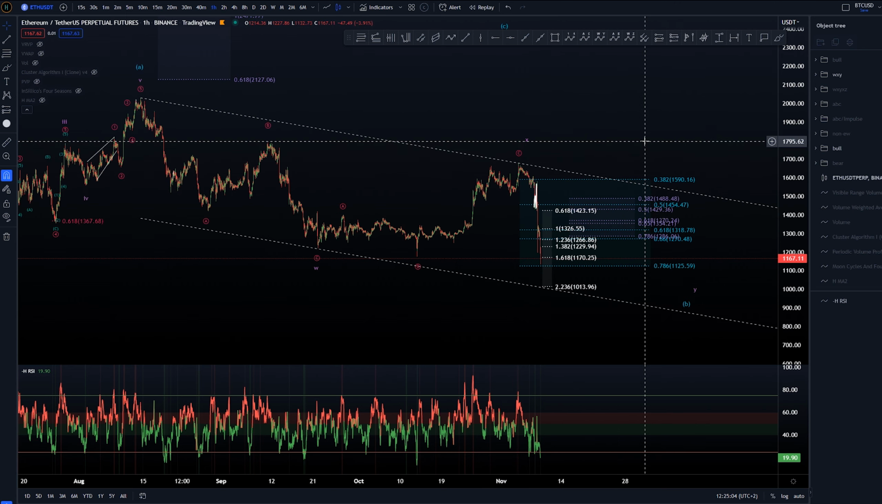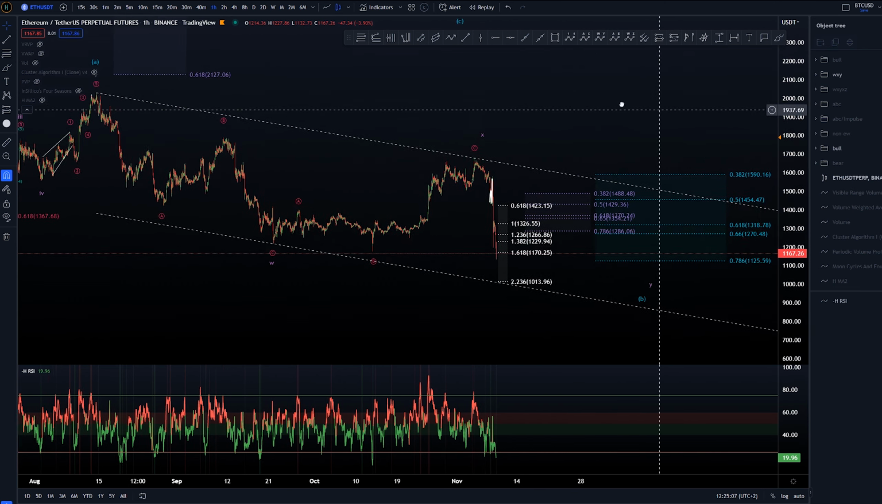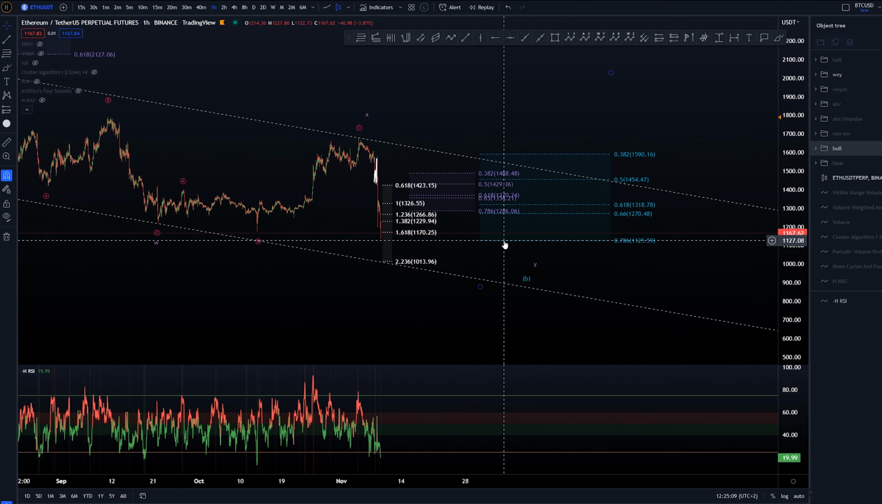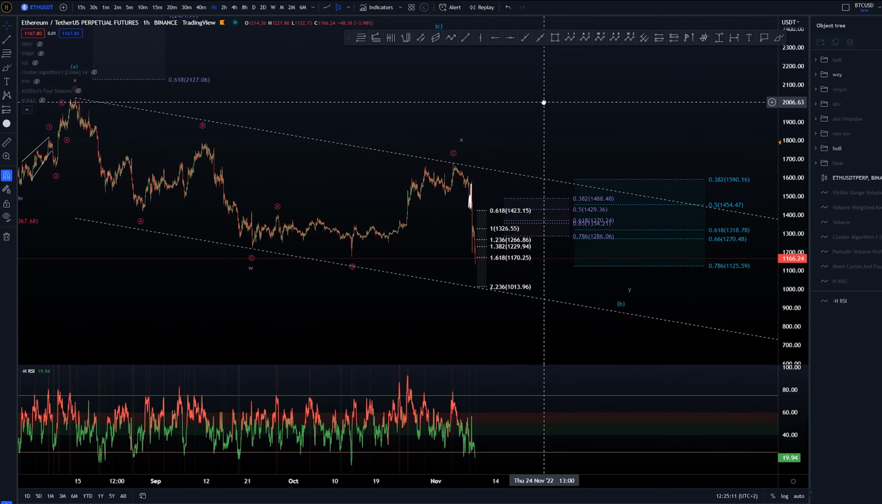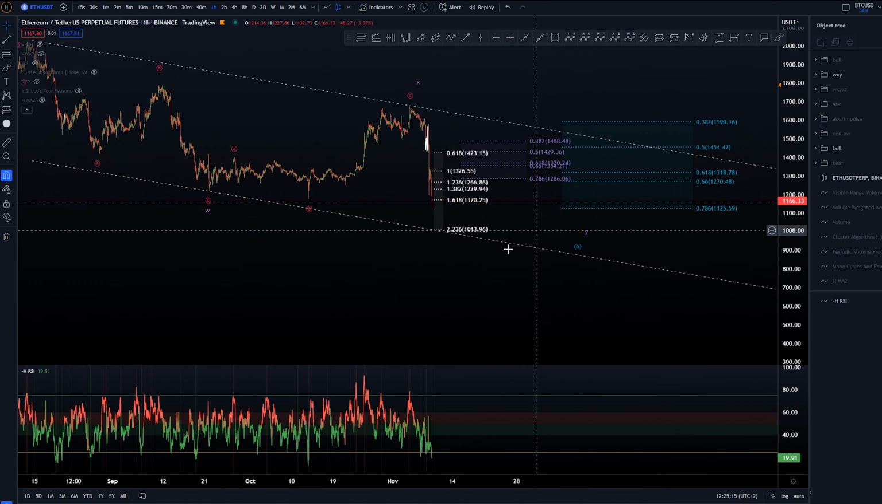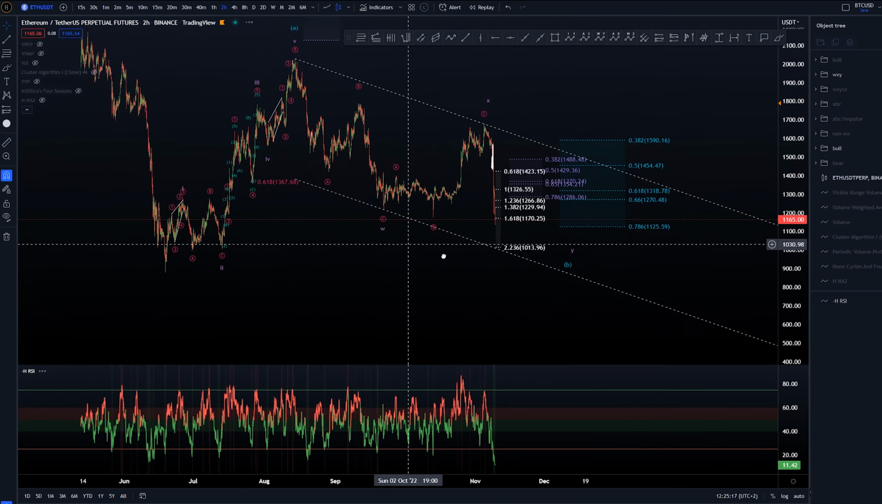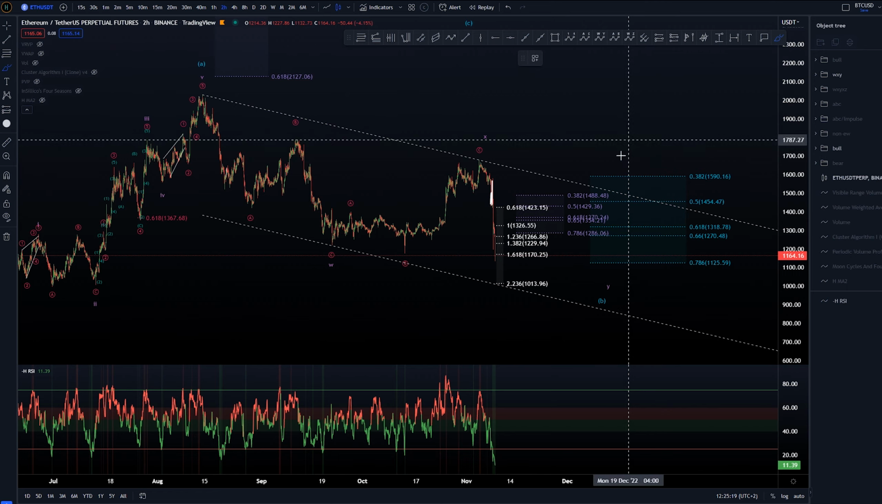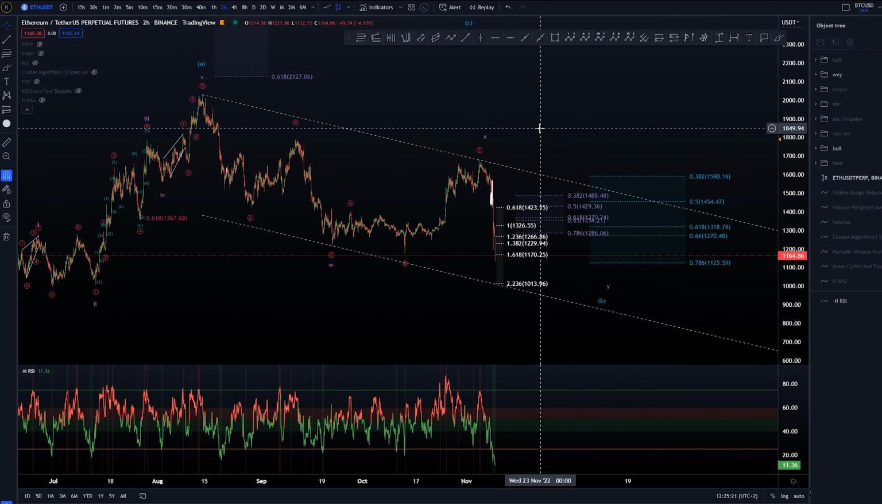Now, if we are looking more closely at this count that we have, we have already retraced around the 78.6 of that A wave we had. And yeah, we don't really want to be getting too much lower than that, in the sense that we still want to be bullish here soon.